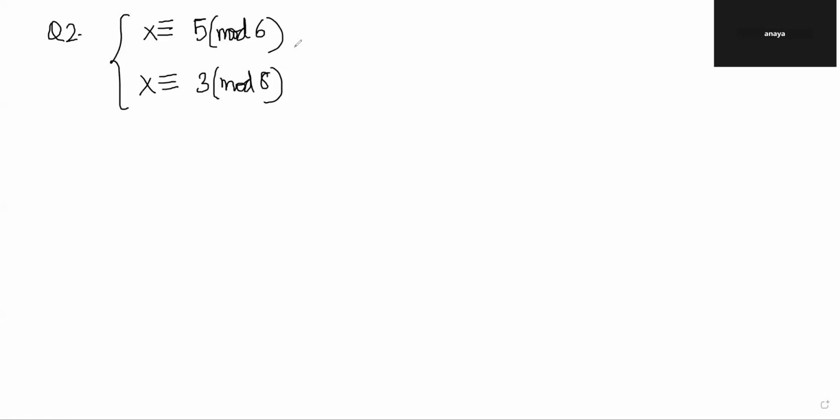Okay, so let's say we have x is congruent to 5 mod 6 and x is congruent to 3 mod 8. Try to work it out by the same method that we learned.